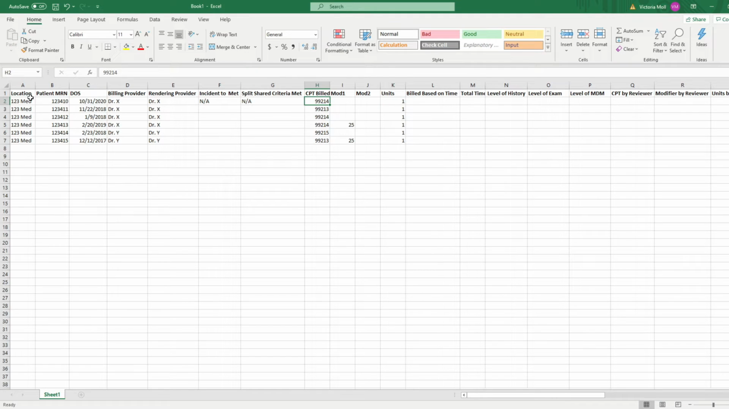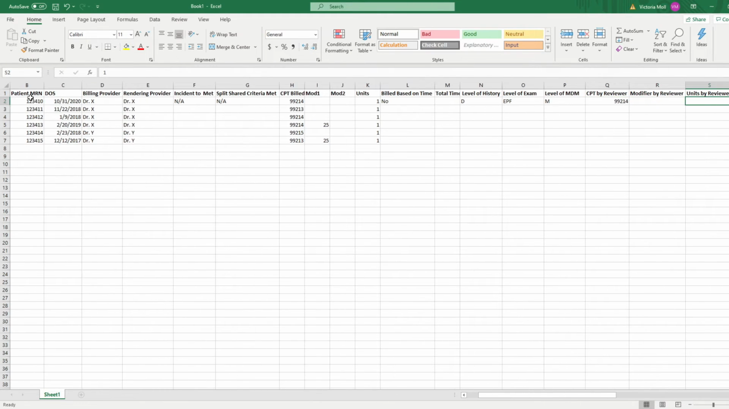So here's the code that was billed. There were no modifiers. They billed 1 unit. Was it billed based off of time? Nope. So we don't have our total time. Our level of history, what I would just put here is that we had a D for detailed. Exam was EPF, expanded problem focused. And our level of medical decision making was M for moderate. I came up with a 99214, no modifiers. There was 1 unit billed.